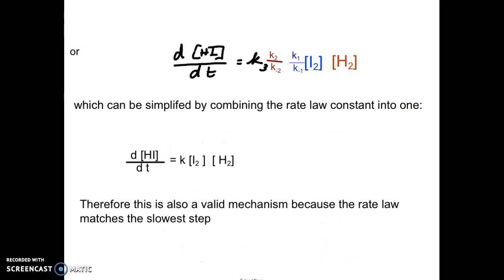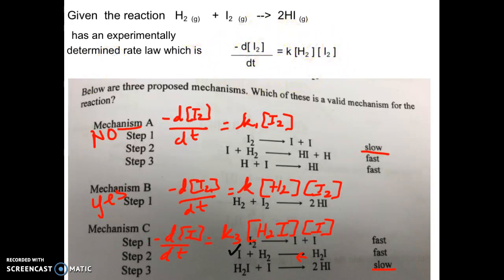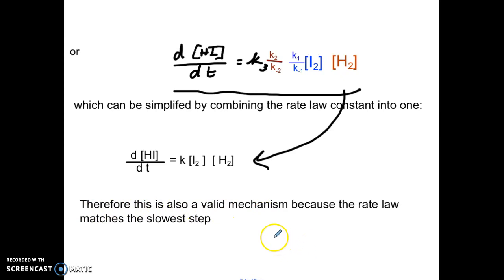What that allows me to do then is have this simplified, where it's basically one big rate constant times I2 times H2. And you can see that this rate constant matches the rate constant that we had up here for this problem. So those two actually match, the one for C, when I've done all the substitutions, and this one here. They indeed match. Therefore, this is also a valid mechanism because the rate law matches the slowest step. And I hope this helps. And good luck.